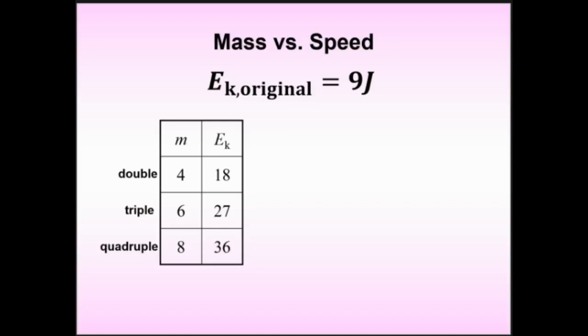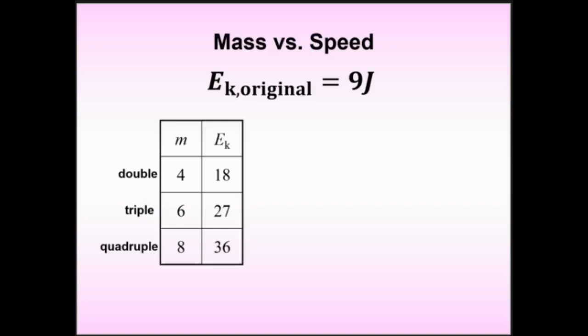Okay, let's triple the mass now. What does triple mean? You take the original number and multiply it by 3. So the old mass was 2. What's 2 times 3? 6. So the new mass is 6. Half times 6 times 3 squared. What's the new energy? 27 joules.